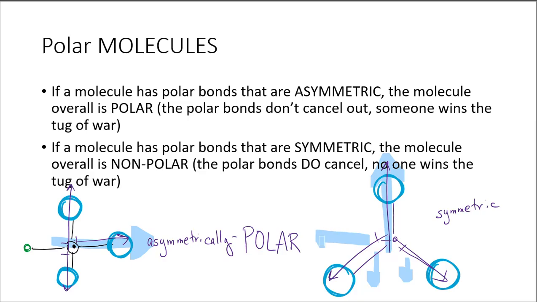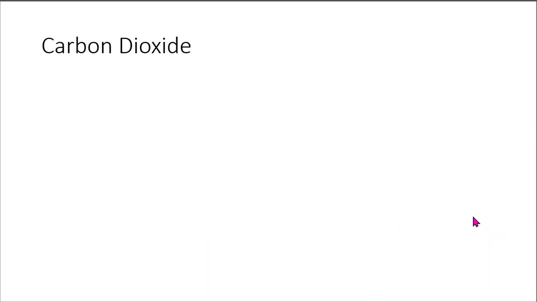The amount that this is going to the left is canceled by the amount going to the right. So since this molecule is symmetrically substituted, the molecule overall is nonpolar. So if they cancel, nonpolar. If they don't cancel, polar. So let's do some examples.